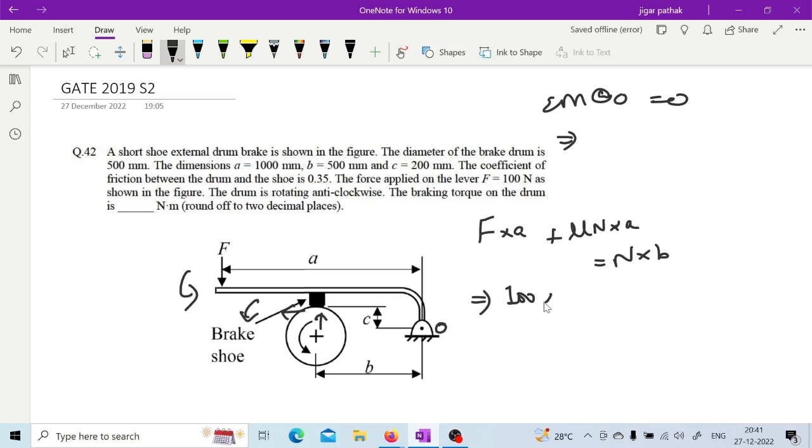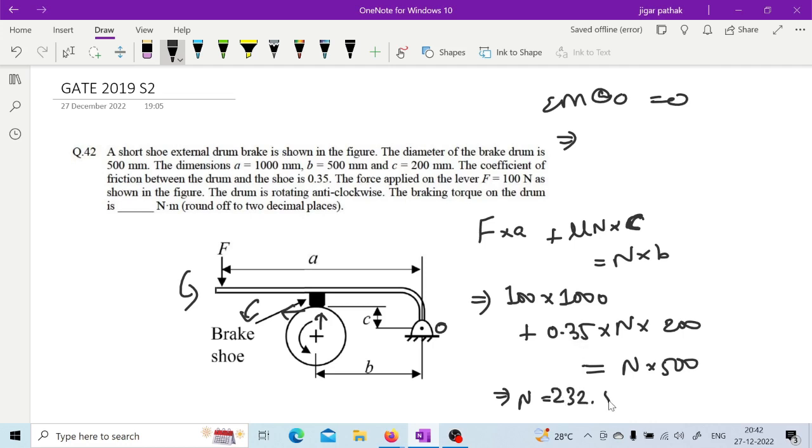F is given as 100, A is given as 1000. So it will be mu N into C. Mu is 0.35, into N, into C, which is 200, equals N into B, that is 500. So this will give you N. What is N? It is almost 232.56 Newton.